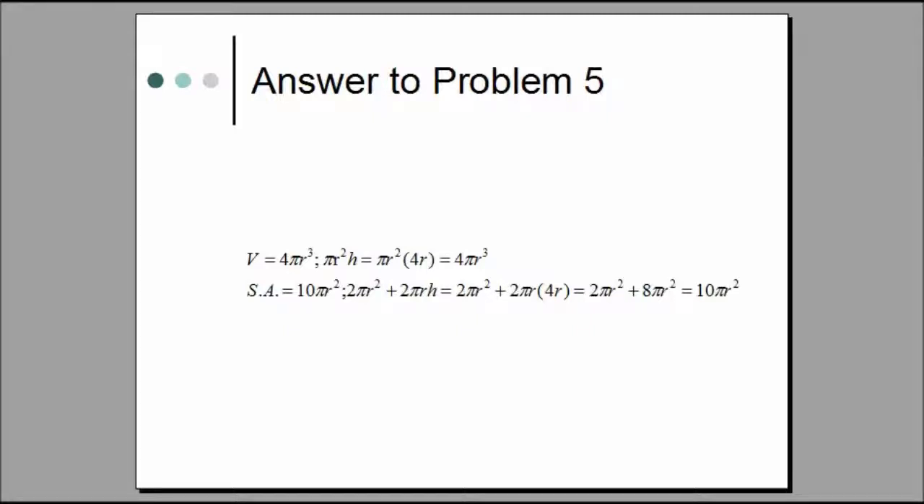To find the surface area, we substitute into the formula 2 pi r squared plus 2 pi rh, which becomes 2 pi r squared plus 2 pi r times the height, which is 4r. That's 2 pi r squared plus 8 pi r squared, which is 10 pi r squared.